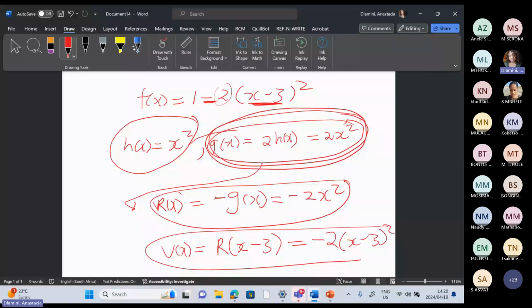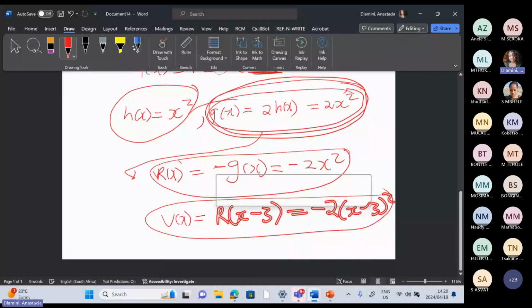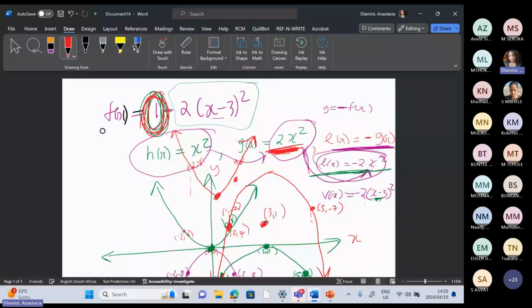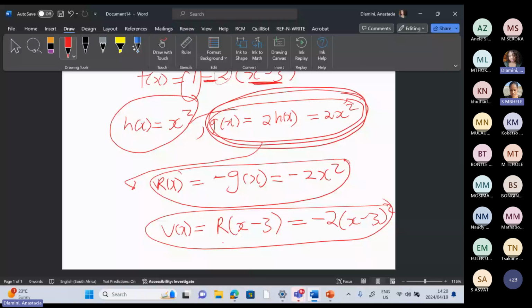After that, what is remaining? Now I have everything except for this 1 here. So how do I get the 1? I take the v of x, let's call it p of x, and shift it 1 unit up. It means I added a 1. So then we have 1 minus 2 times (x minus 3) squared.